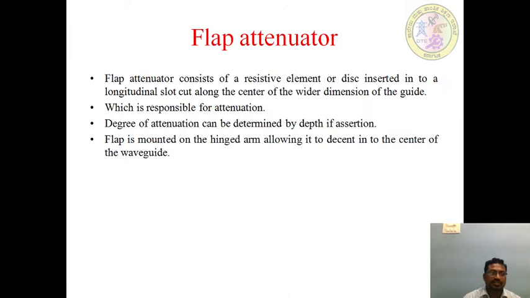The first one is the flap attenuator. The flap attenuator consists of a resistive element or disc inserted into a longitudinal slot cut along the center of the wider dimension of the guide, which is responsible for attenuation. The degree of attenuation can be determined by the depth of insertion. The flap is mounted on a hinged arm, allowing it to descend into the center of the waveguide.